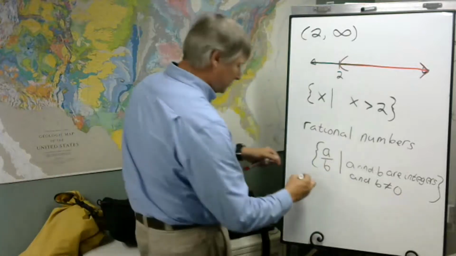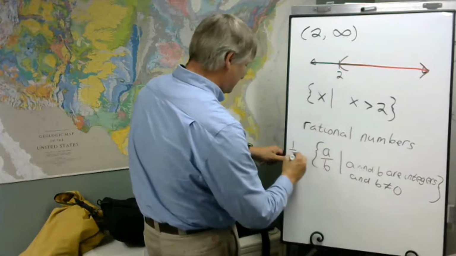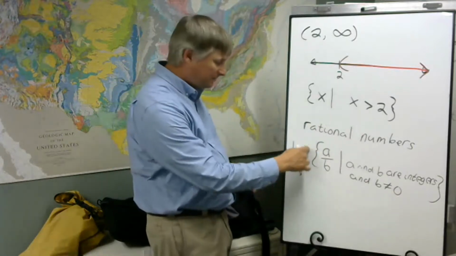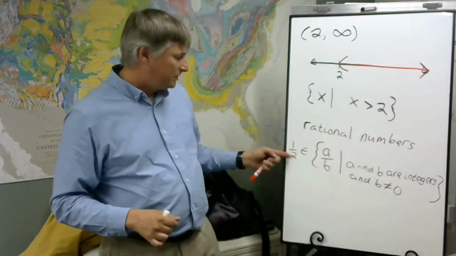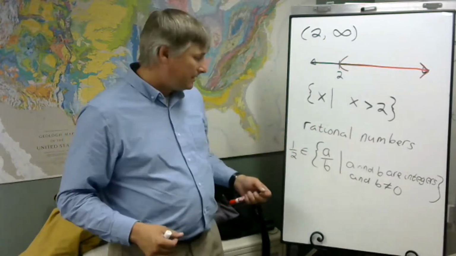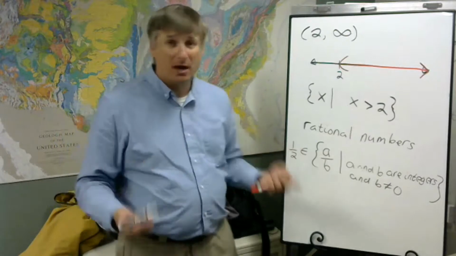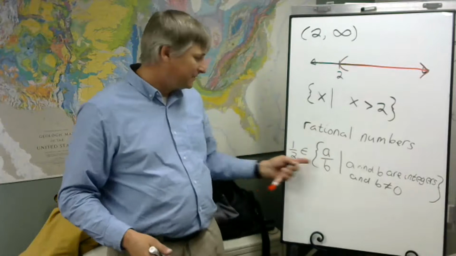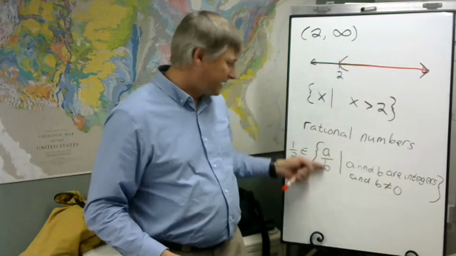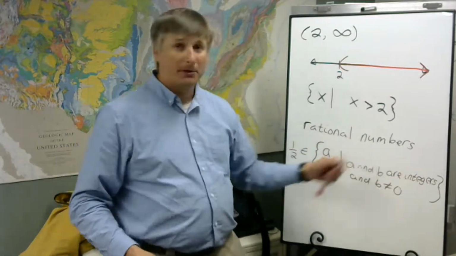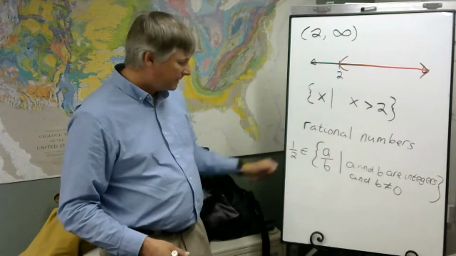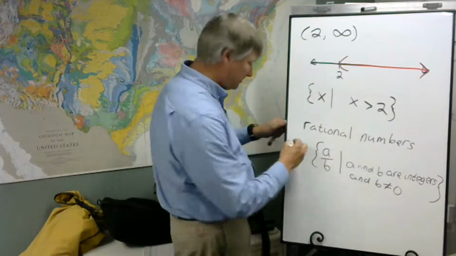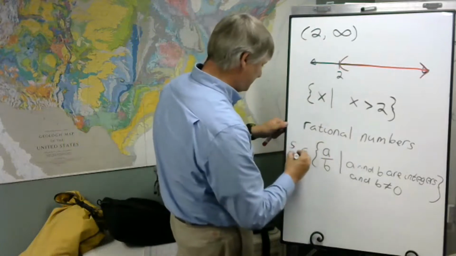For example, 1 over 2 would be an element of this set. This means element of. Because 1 and 2 are integers, and 2, the bottom number, is not equal to 0. So this would be an element of this set because it's this type of element with these properties. Integers, specifically not equal to 0. Now something that wouldn't be in this set would be something like this.